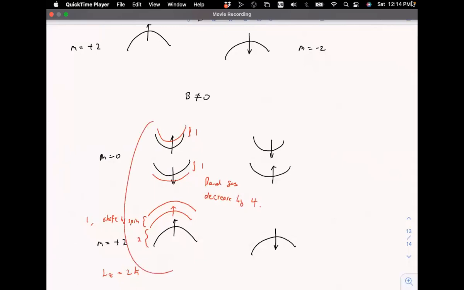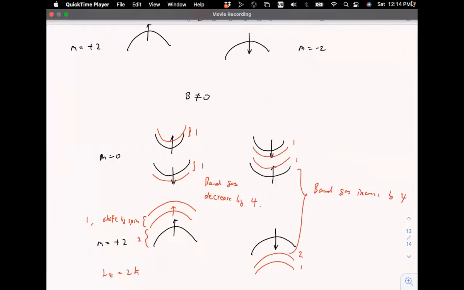So everything that happens here will be reversed in the other valley, because they're connected by time reversal symmetry. So here the band gap increases by 4. Here you go down by 2, you go down by another 1, and then here you go up by 1, and then here you go down by 1. So this one will increase by 4.